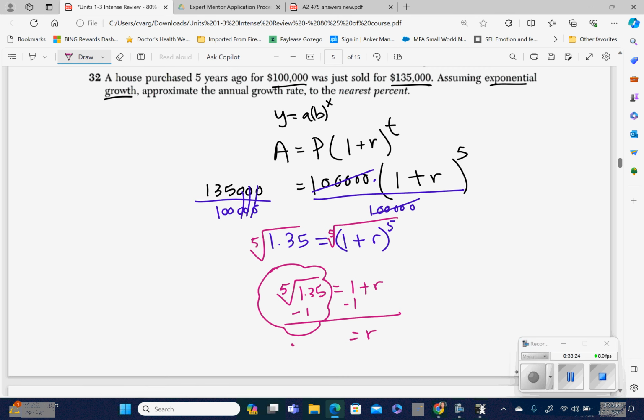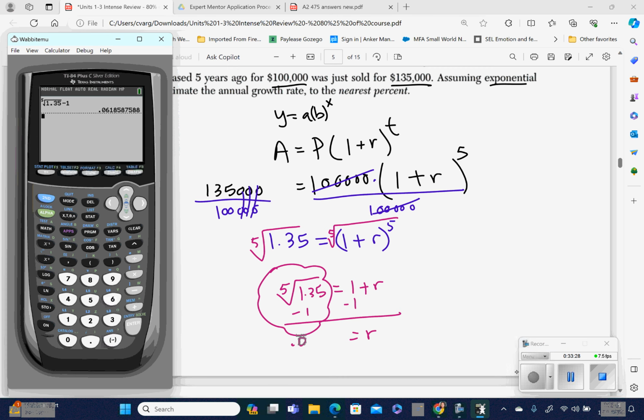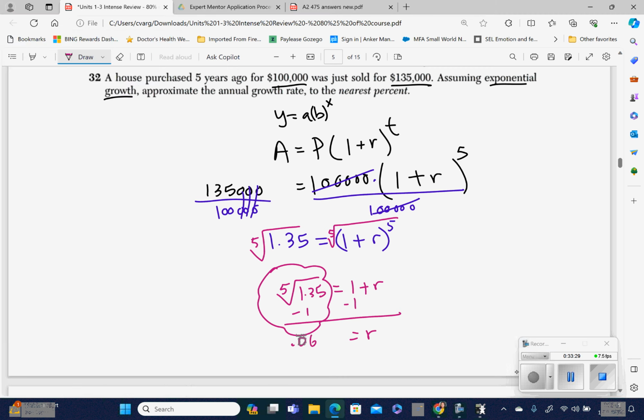So this number is 0.0, what is it, 0.061, and it says round it to the nearest percent. This is a decimal. So to go from decimal to a percent, move the decimal 2 places to the right. So that's going to be 6 point, actually it says to the nearest percent, so 6%. Done. So 6% is our rate.